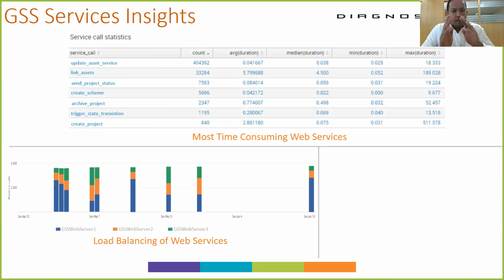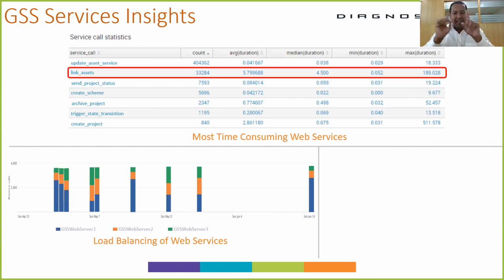The last one is our GSS dashboard. Now we are going to refer to two dashboards which are under the GSS dashboard. The first one will help me understand the most time consuming web services in my system. The second one will provide me the information on the load balancing of the web services in my server. From the above chart, I can see that the link asset web service, although it is called the second most number of times, has a large average duration of execution.